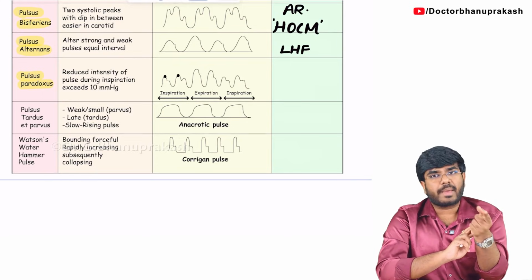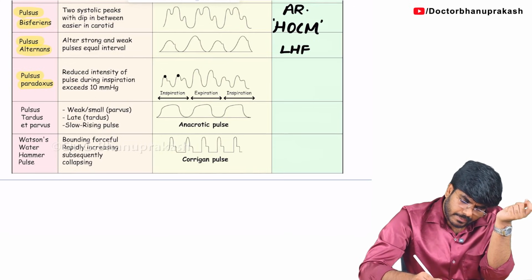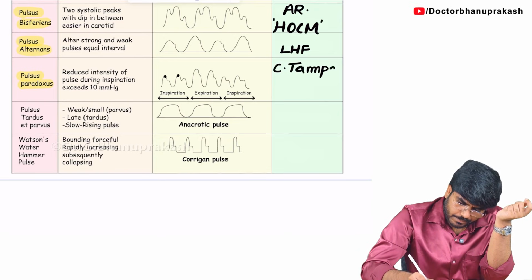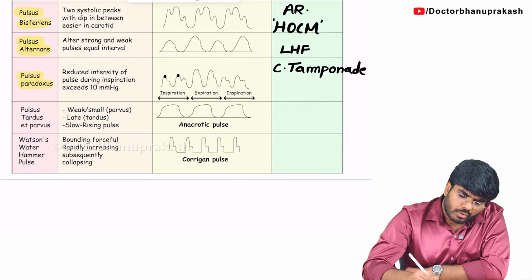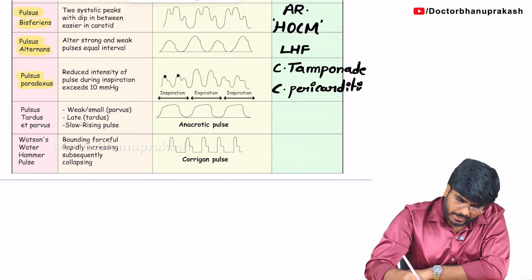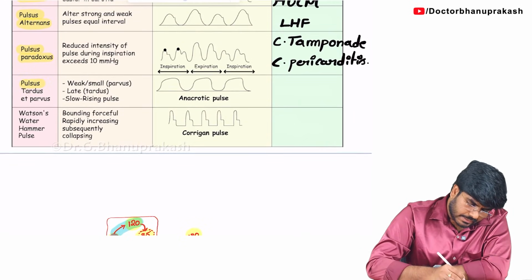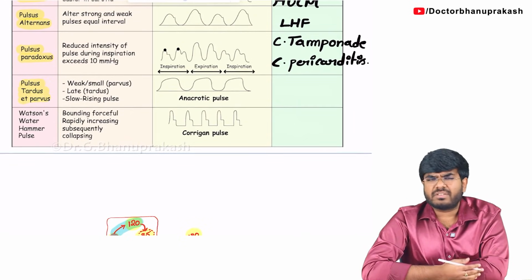This is called pulsus paradoxus, and such pulsus paradoxus is going to be seen during cardiac tamponade, and also constrictive pericarditis. Constrictive pericarditis also, you can see the pulsus paradoxus. Next, pulsus tardus et parvus, or parvus et tardus you can say.